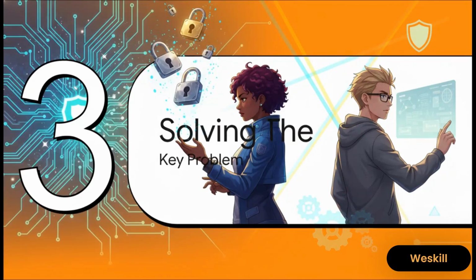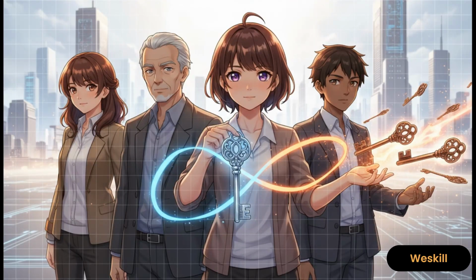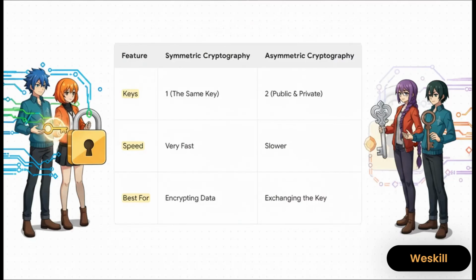Thankfully, modern systems are way too clever to use it alone. They use this really elegant solution that combines symmetric cryptography with another method to solve this exact problem. This other method is called asymmetric cryptography, or as you might hear it, public key cryptography. And as the name suggests, it works in a totally different way. Instead of one shared key, it uses a pair of keys. This table gives us a great side-by-side comparison.